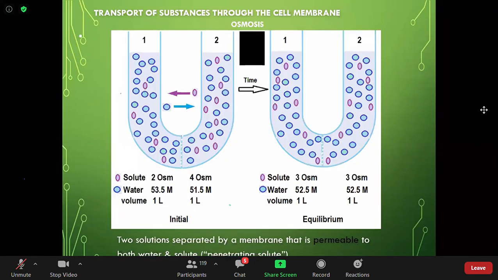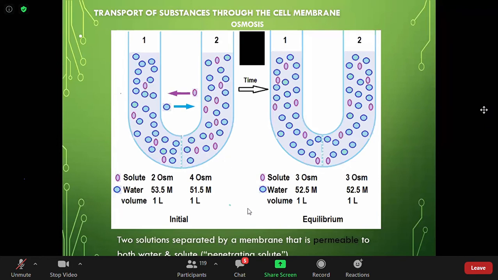Like this, two solutions are separated by a membrane that is permeable to both water and solute. So, penetrating solute. Solute here in compartment 1 is 2 osmoles, whereas in compartment 2, 4 osmoles. The water in compartment 1 is 53.5 and 51 here. And the volume is 1 liter molar. So this is the initial. And this is penetrating. That means it can pass through the membrane.